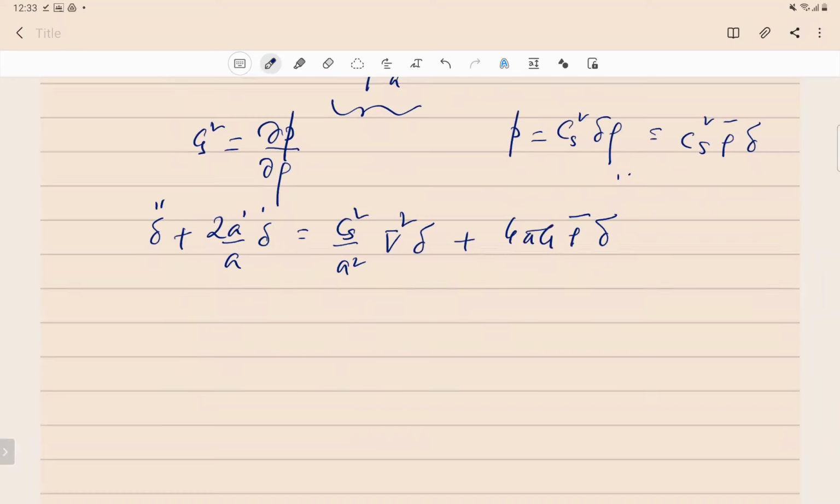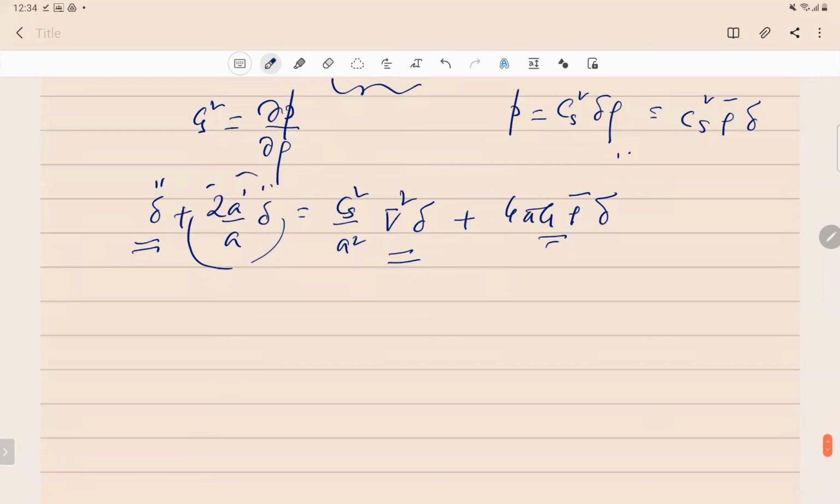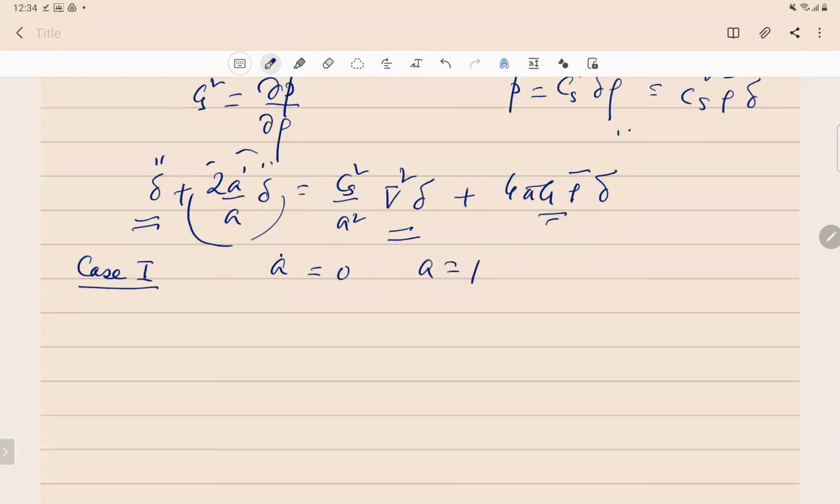So let's first see what this equation is. This is like a wave equation, right? You have this double time derivative and double space derivative. This is like a damping term and this is like a source term. If you bring this term to the left side, it's essentially a wave equation with a source and a damping term. So you do expect oscillatory solutions. Let's first ignore this damping term. So the first case is when you are basically in a steady universe, so a dot is 0 and say a equals 1. So you are just not really looking at any evolution.